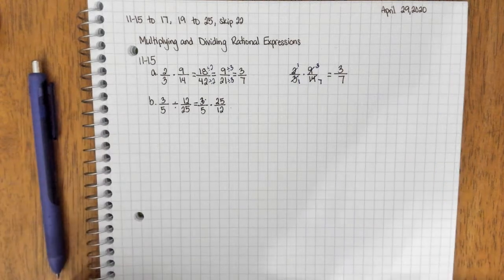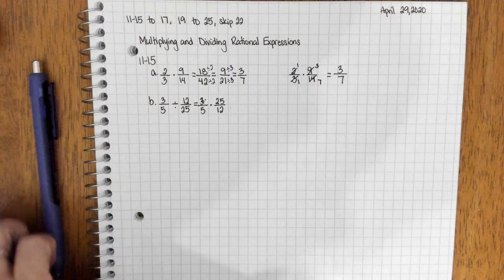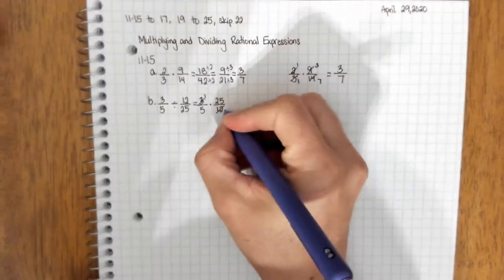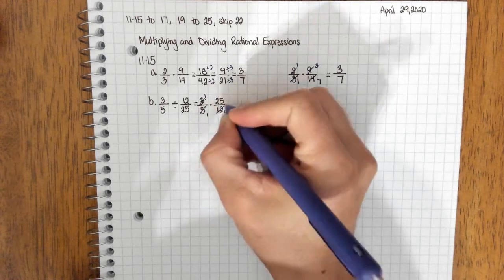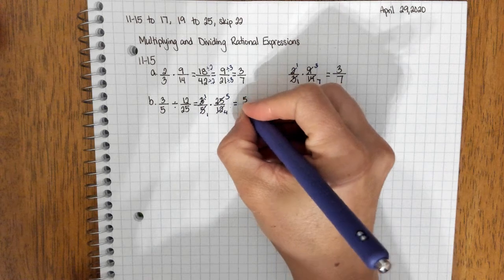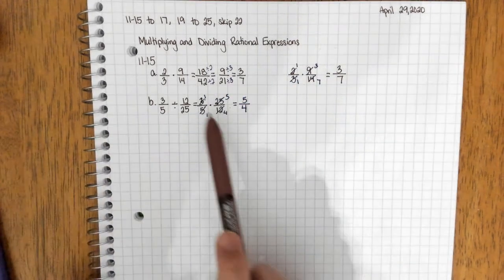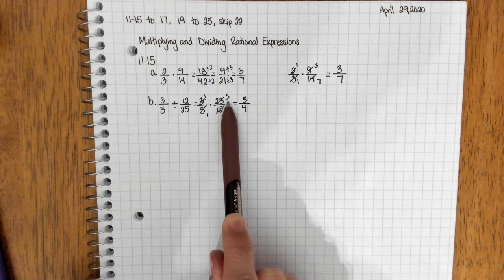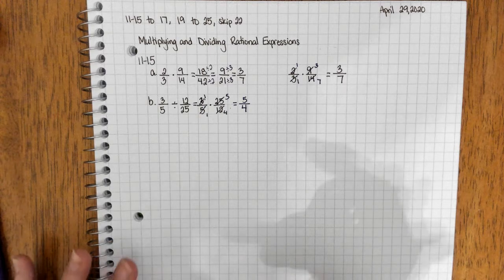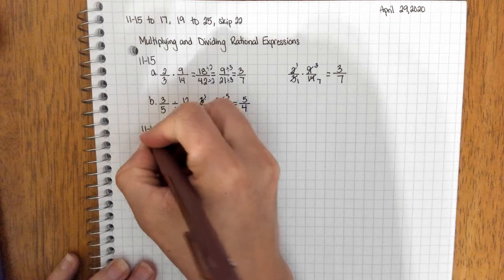And so again, you have your options. You could multiply straight across and then reduce, or you could try reducing at first. So 3 goes into 12 4 times, 5 goes into 25 5 times, and you get 5/4. Again, if you wanted to multiply straight across, 3 times 25, you would have gotten 75/60, and then you just reduce from there. So that's just to remind you how to multiply and divide fractions.